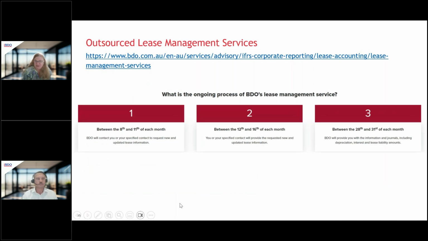And usually what we do, what does a typical schedule look like? Between the 8th and the 11th of each month, we would contact you and ask, do you have any new information, any new leases, any changes? Please give that to us. You usually give it to us around the middle of the month, between the 12th and the 16th of each month. And then by the end of the month, between the 28th and the 31st, we would give you your updated lease register. We'll give you your journal entries. All you have to do is process the journal entries, but we give you all the supporting documents in an Excel workbook, so that you've got a full audit trail for your auditors. And if there's questions from the auditors, we deal with those as well.